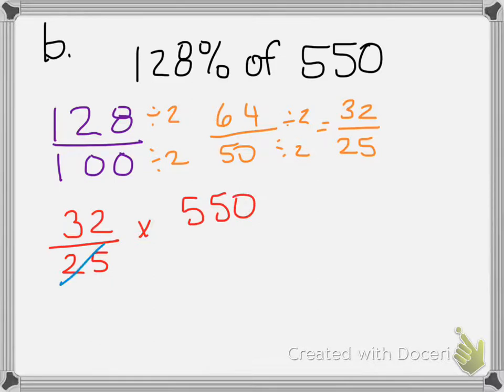Once you have the 32 over 25 and you're multiplying it by 550, you can go ahead and divide out that 25 by cross simplifying. So you can see I've already started that process down at the bottom, and it says we're going to divide 25 out of the top and the bottom, and we get 1 on the bottom and we get 22 on the top. And now we're just going to be multiplying 32 times 22, so we're going to multiply straight across the top.